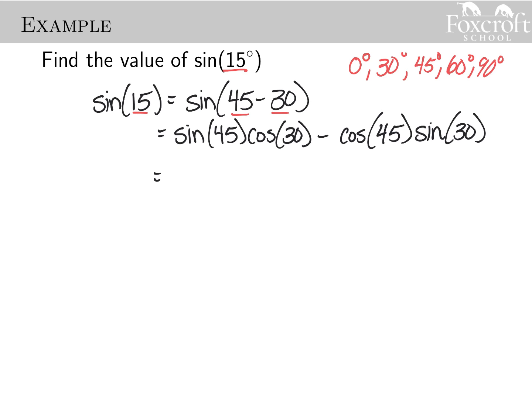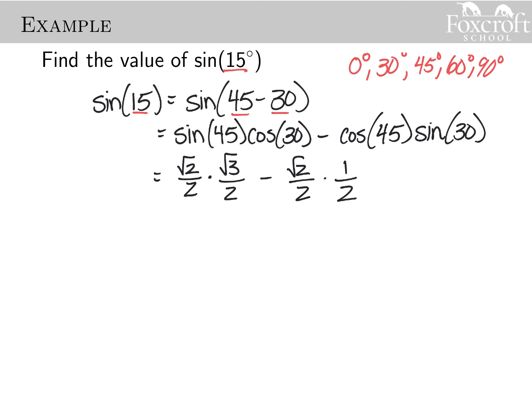And these values, sine of these angles and cosine of these angles, we can use our unit circle. We've done sine of 45, that's always the square root of 2 over 2. Cosine of 30 is the square root of 3 over 2. Cosine of 45 is the square root of 2 over 2. Sine of 30 is 1/2. So they're all values from the unit circle, remembering that sine is our y values and cosine is our x values.